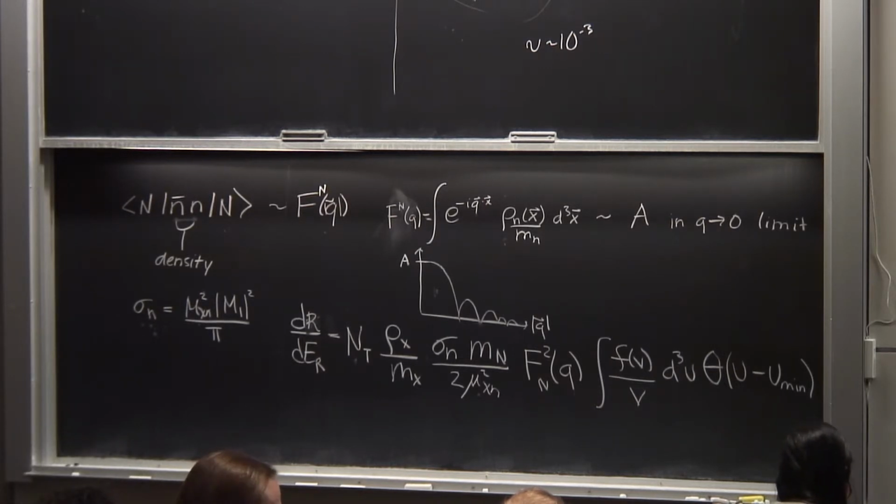So let's do a little bit of astrophysics. I'm going to write down what the standard halo model is for this velocity distribution, first in the galaxy frame.